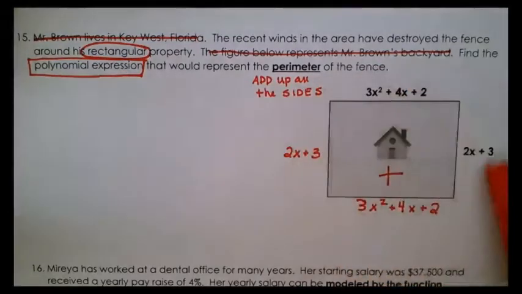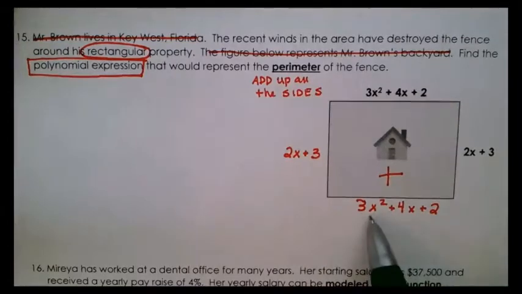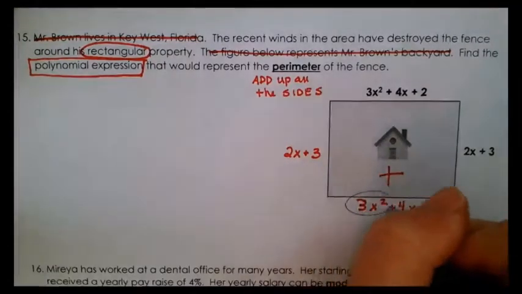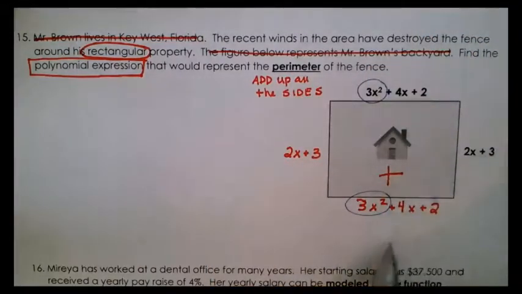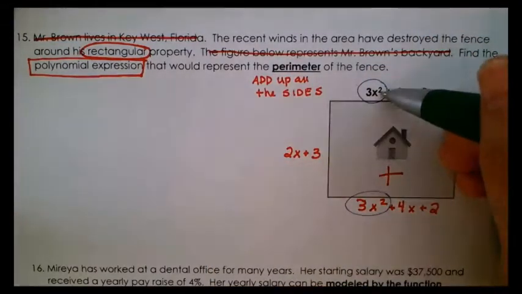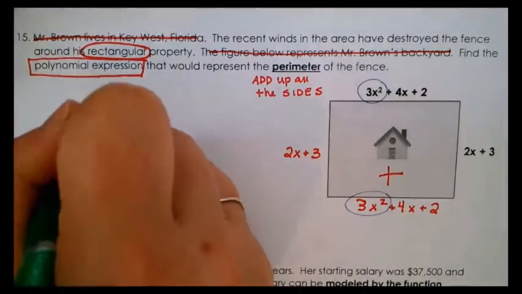Actually, since we already have them written here, let's just look for like terms. I'm going to start with the largest degree, which if I look, is going to be the x squared. So I have a 3x squared here. And I have a 3x squared here. There's no more x squareds. Okay, so 3x squared plus 3x squared is going to give me 6x squared.